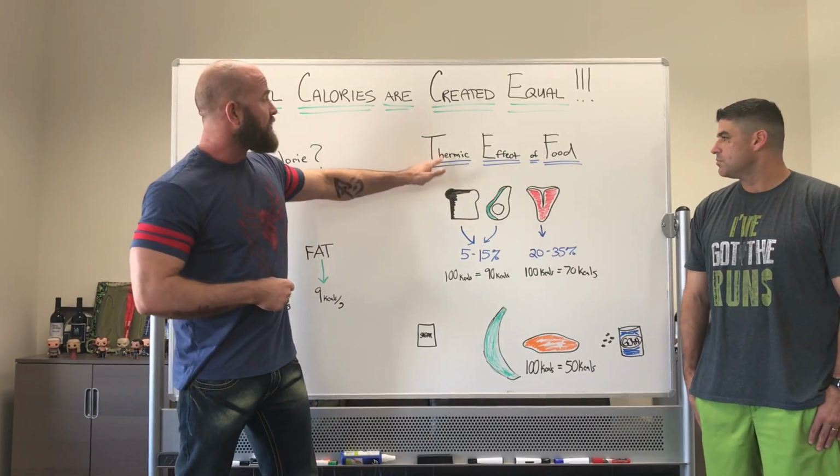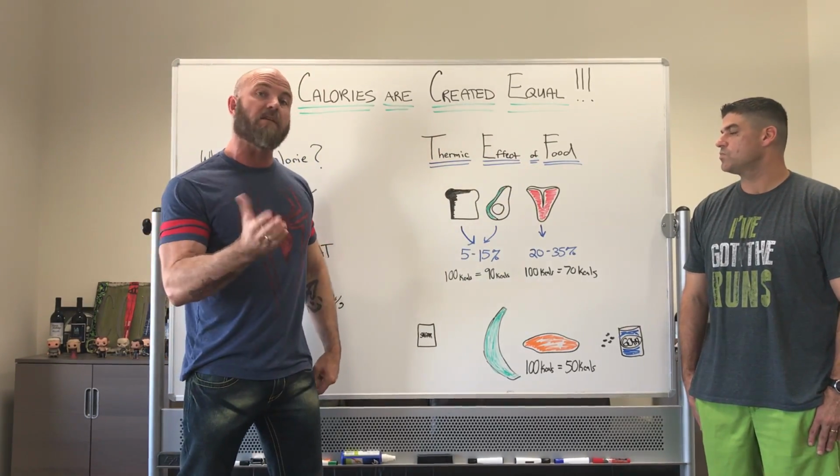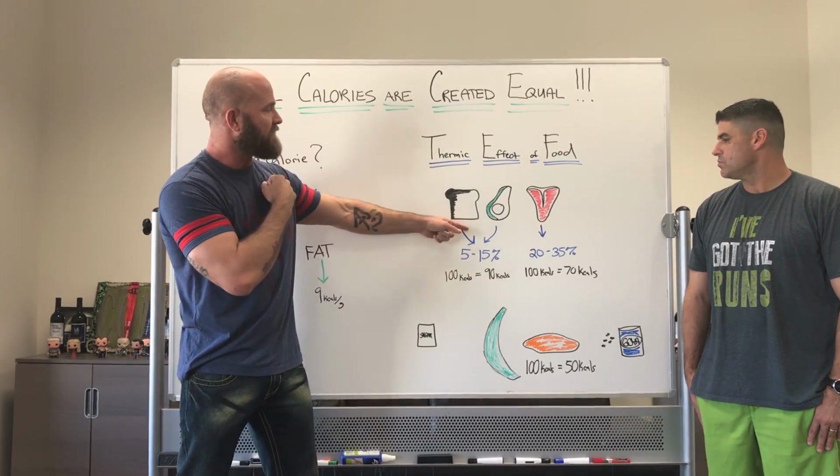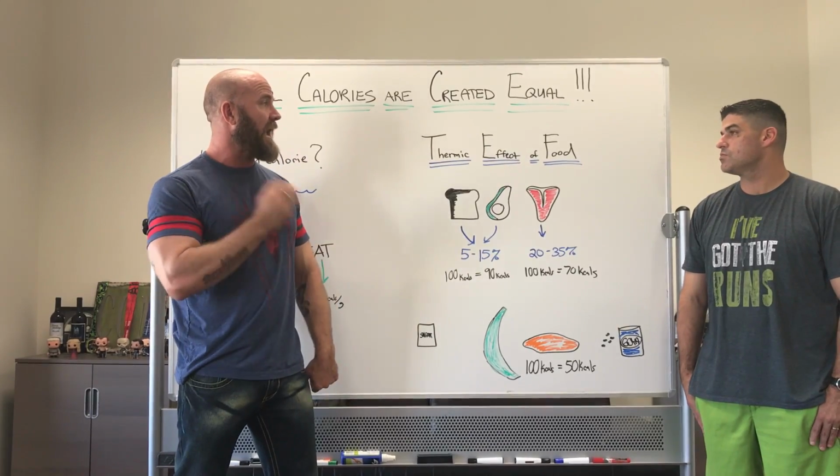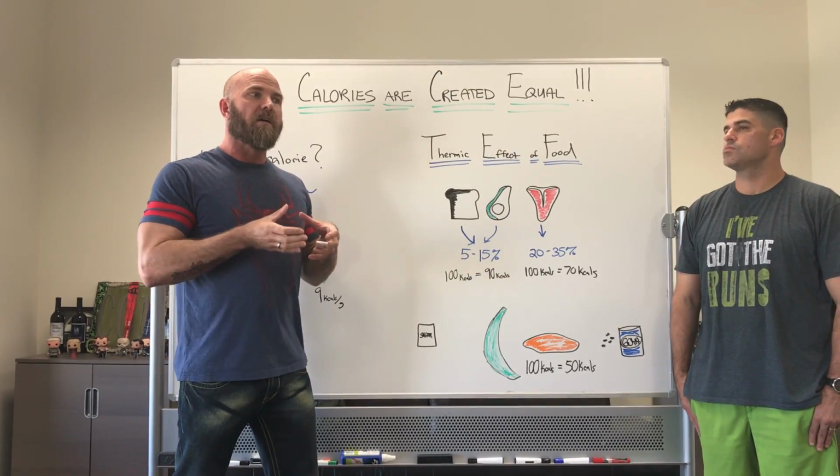Now, that work, or thermic effect of the foods, is different based on what the food is made of. In the case of carbohydrate and fat, it takes between 5 and 15% of the calories that food had available just to break it down.